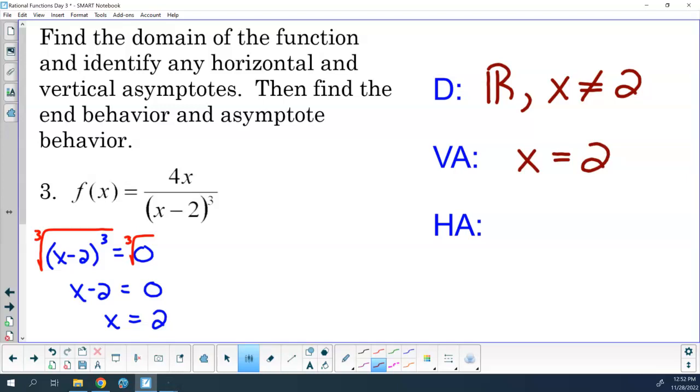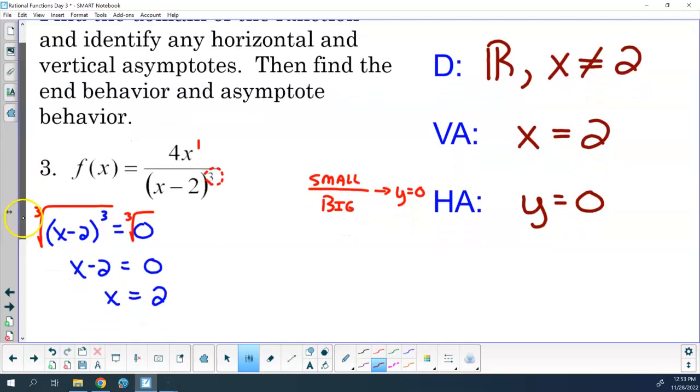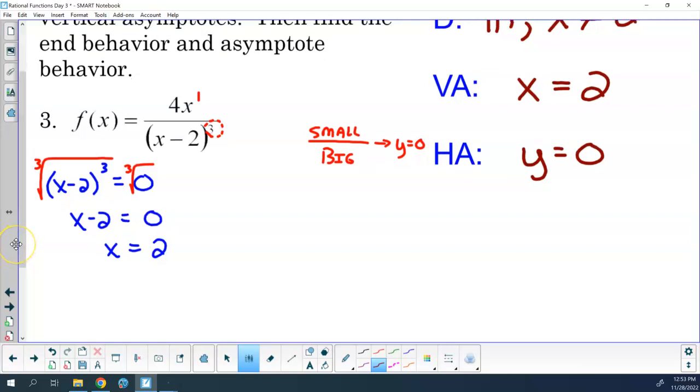The degree of the top is 1. The degree of the bottom is 3. So that is small over big. And in that case, that was y equals 0 for our horizontal asymptote. Now we just have end and asymptote behavior. So let's talk asymptote behavior first.